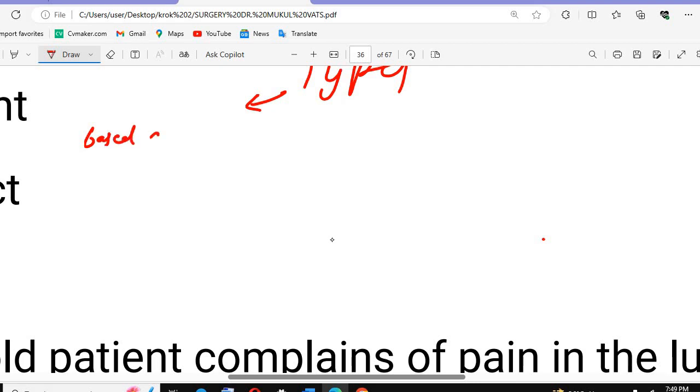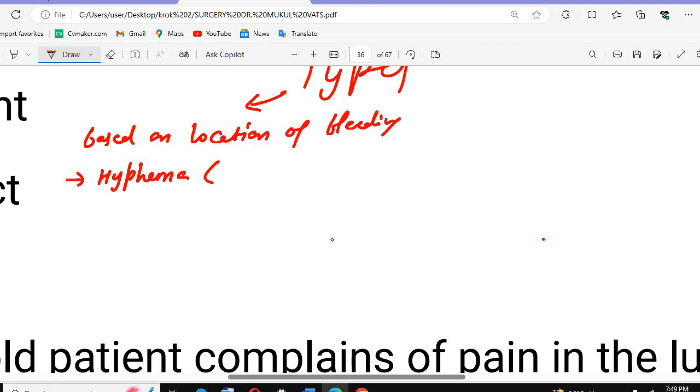Based on the location of the bleeding. For example, what we have seen, hyphema. Hyphema is when the bleeding occurs in the anterior chamber. If there is bleeding in the anterior chamber, we call this condition hyphema.